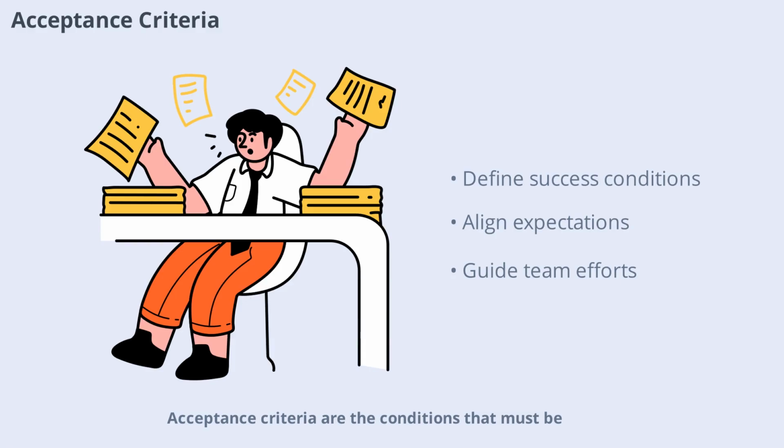Acceptance criteria are the conditions that must be met for deliverables to be accepted by stakeholders. Defining these criteria upfront ensures everyone agrees on what success looks like. Clear acceptance criteria help avoid disputes and guide the team's work. Let's explore how to develop strong acceptance criteria for your project.